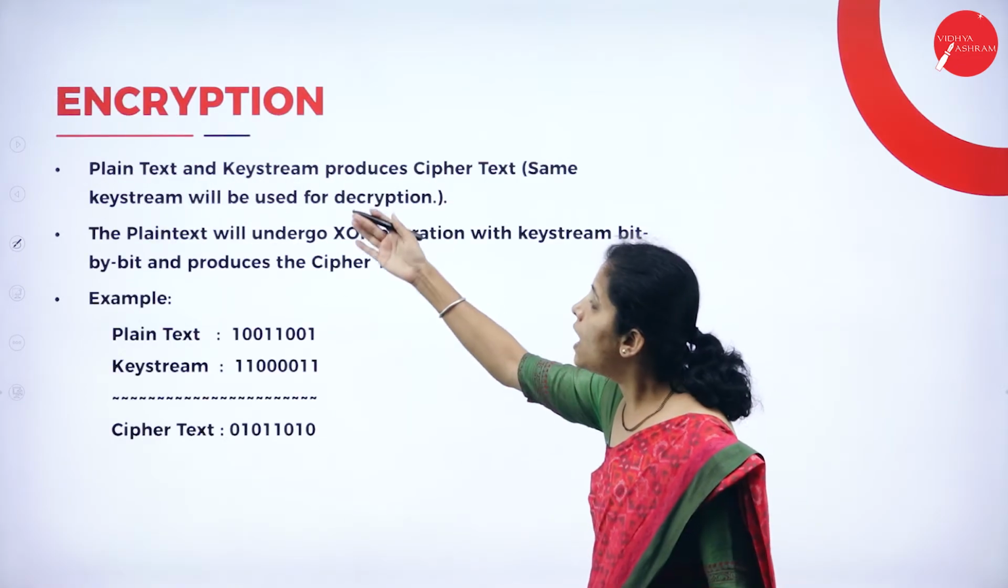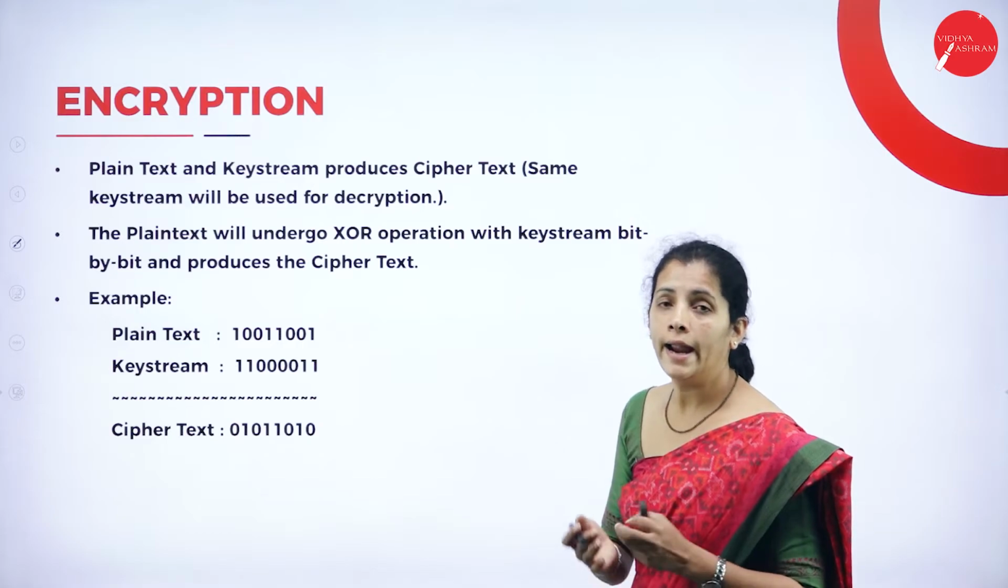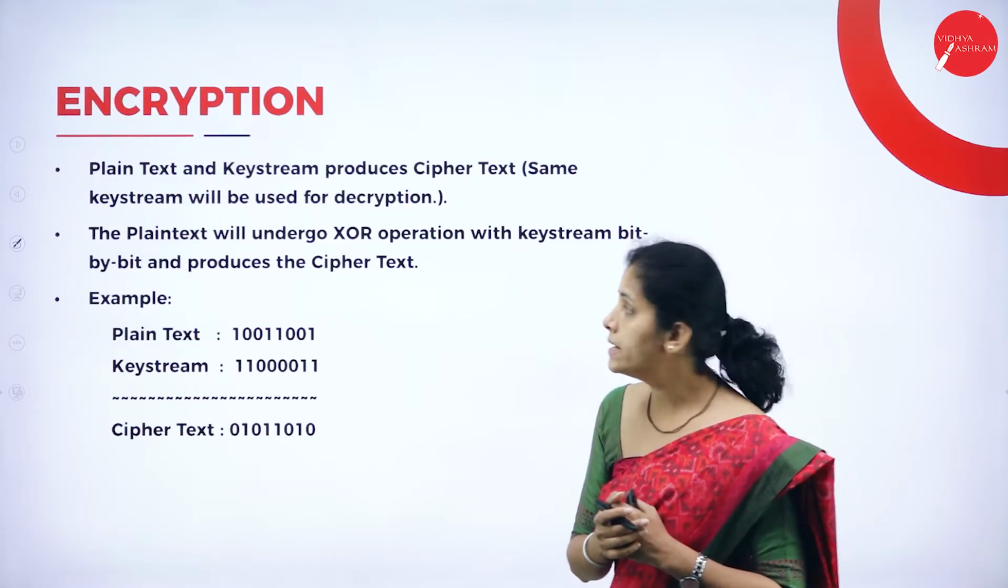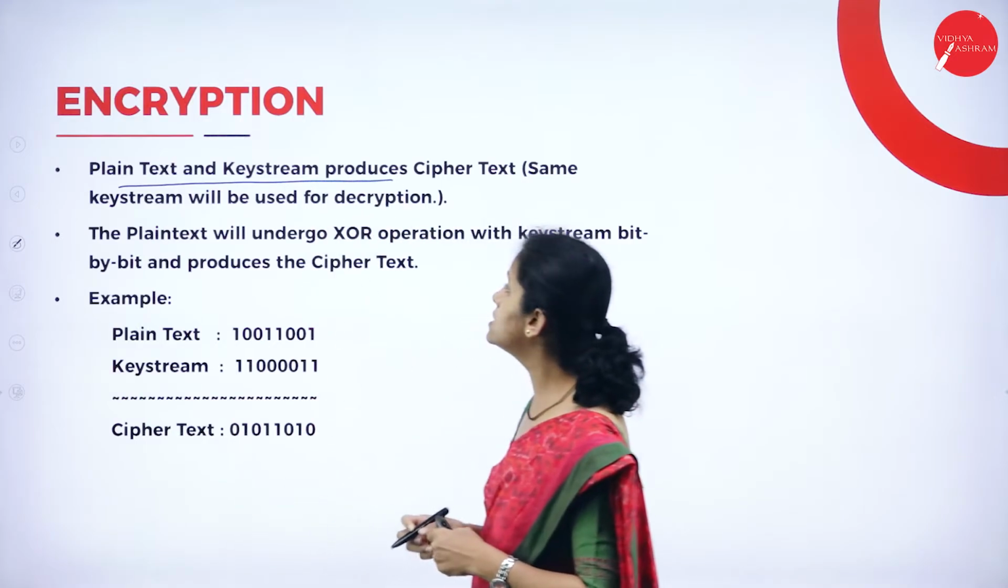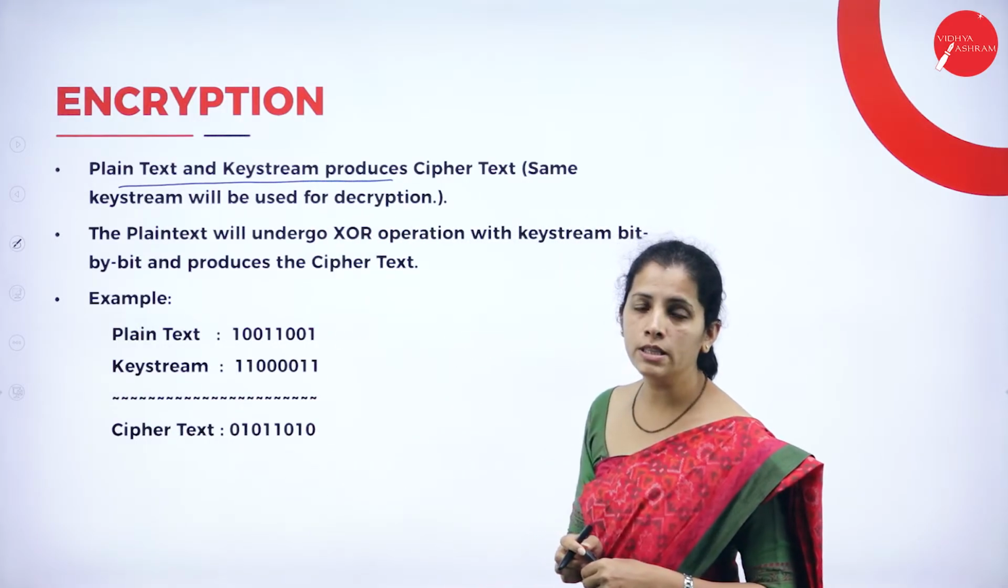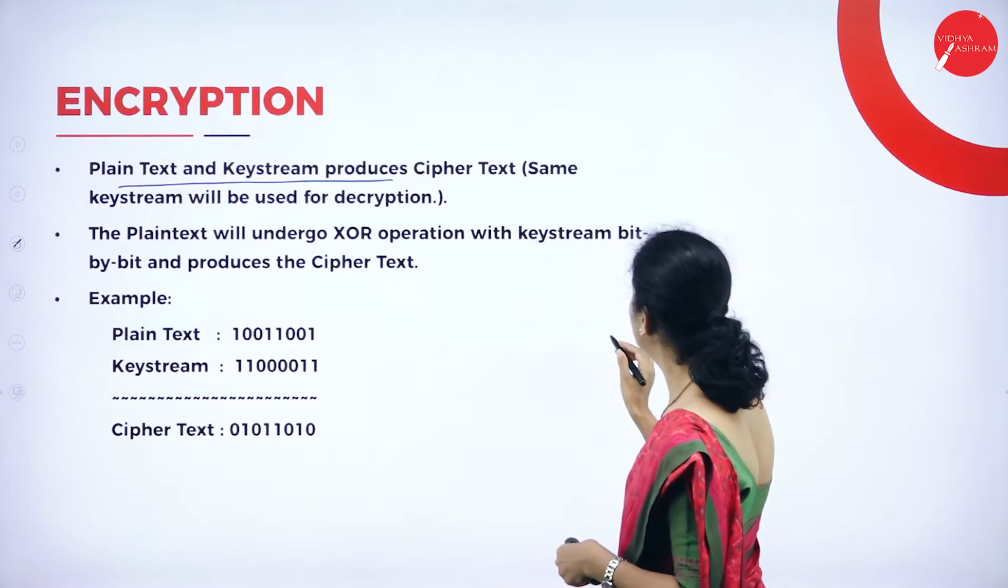Now, how is this encryption algorithm going to work at the sender side? So here the plain text and key stream produce ciphertext. As we know, when we apply the encryption algorithm, what's the input?